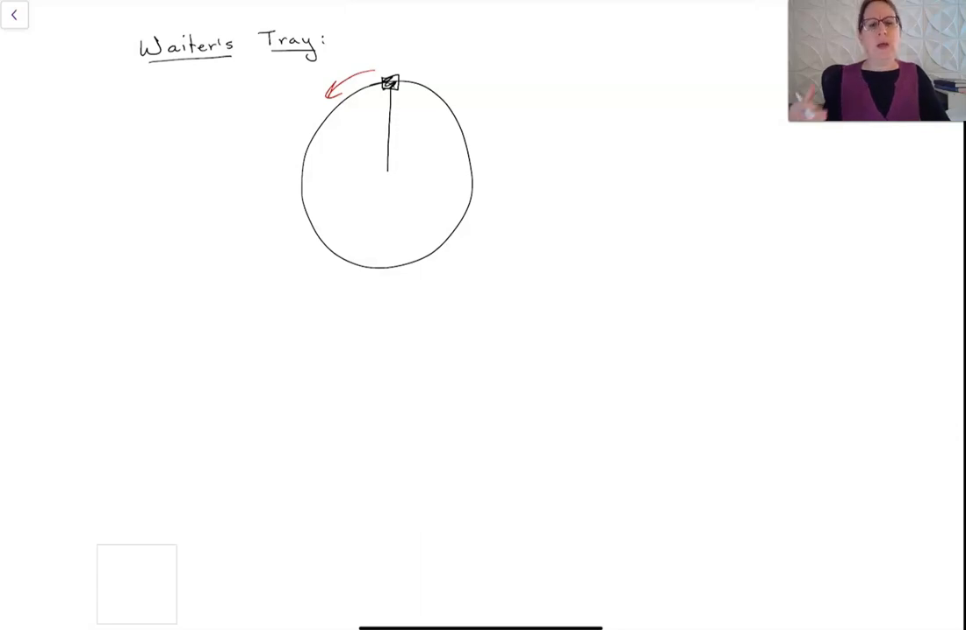So we're going to look at the force diagram for the waiter's tray setup. I've simplified it just a little bit, so we're just looking at a block tied to a string. And we're interested in the conditions where the string will stay taut. So the string will stay straight.